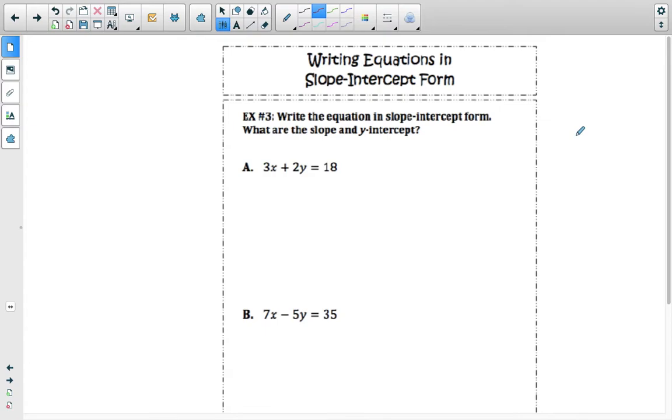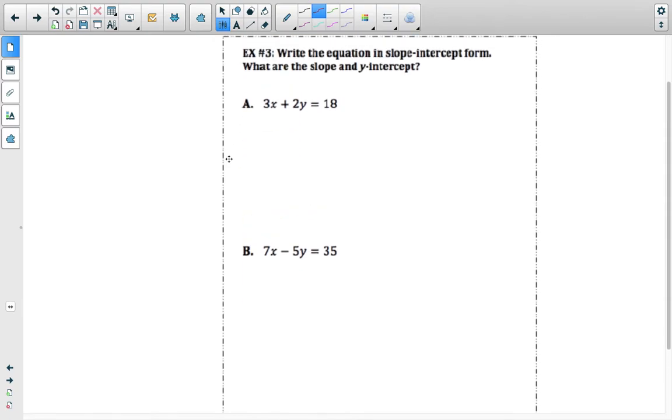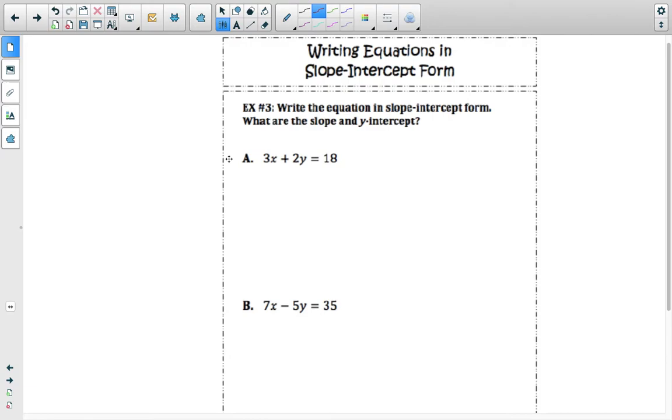Video is on writing equations in slope-intercept form. We want to write the equation in slope-intercept form, and then we want to state what are the slope and y-intercept. Right now, these problems are in standard form. We want to convert them into slope-intercept form so that we can easily distinguish what the slope is and what the y-intercept is, so that we could easily graph it by hand.